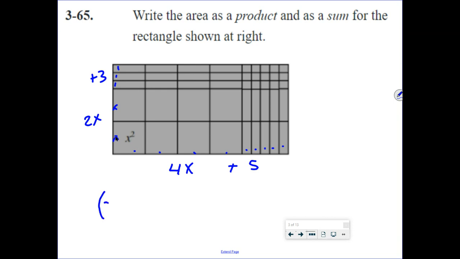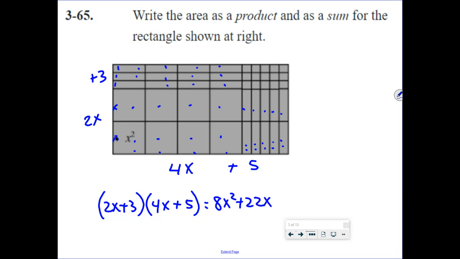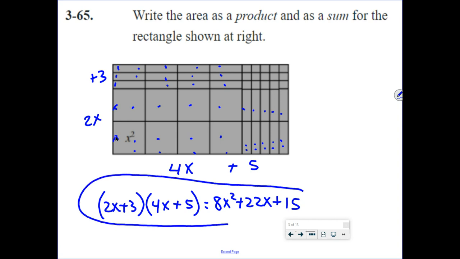Okay, you should have come up with 2x plus 3 times the quantity of 4x plus 5 equals 8x squared, plus 22x, plus 3 times 5, 15. And there is my answer.